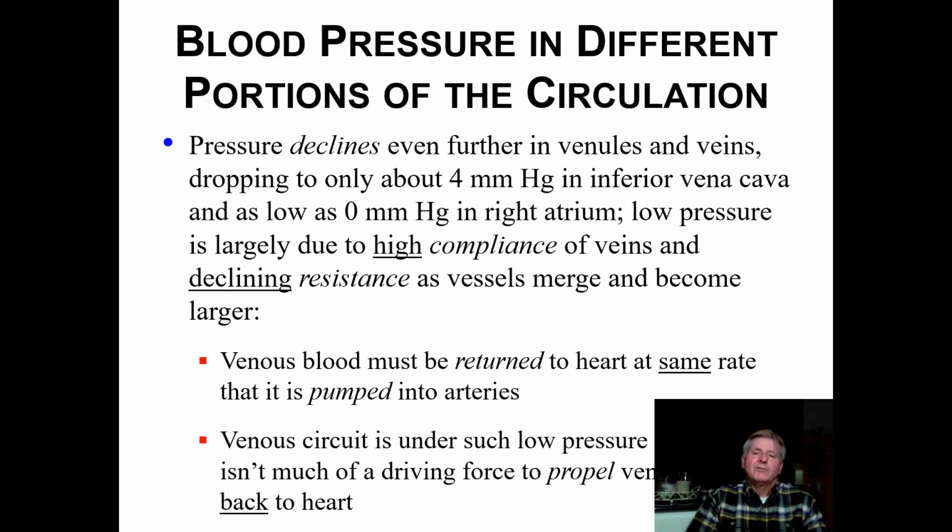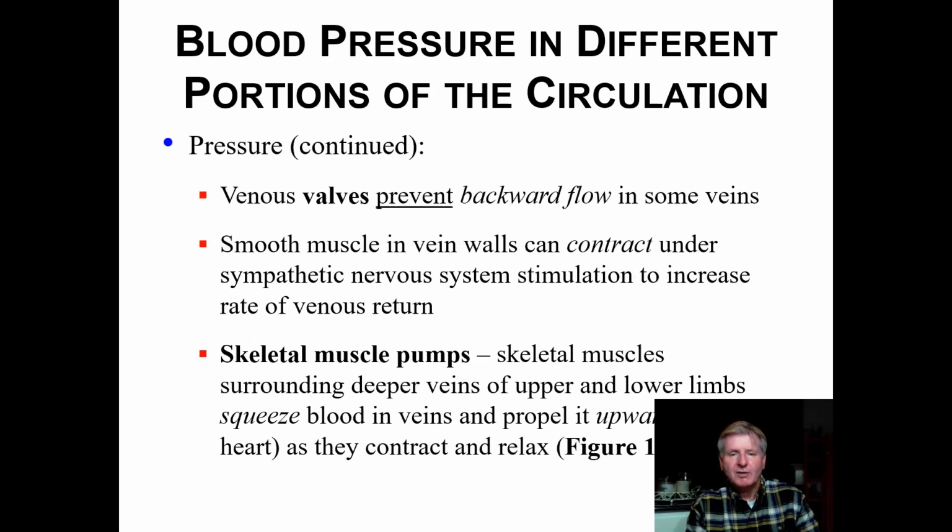So your pressure drops in the venules and the veins, to about 4 millimeters of mercury in the inferior vena cava and about 0 millimeters of mercury in the right atrium. And the reason you have such a low pressure is mainly due to the high compliance of the veins and the dropping resistance as your vessels merge and become larger. So your venous blood, though, must be returned to the heart at the same rate that it's pumped into the arteries. And also your venous circuit is under such low pressure that there's not much of a driving force to propel venous blood back to the heart. So it has other factors.